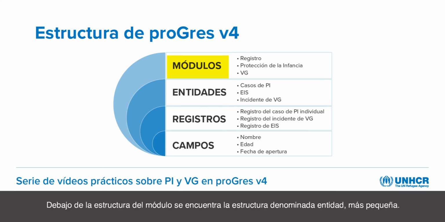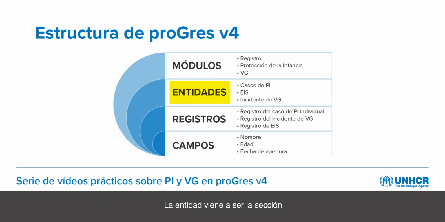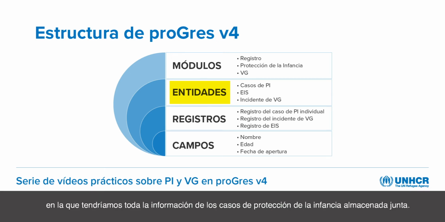Below the module structure is the smaller structure called an entity. The entity holds various types of information we collect for our work. So within a module, you will have various entities that divide up the information within that sector into its own containers. You'll have a specific section where you would find the child protection cases. The entity is like that section where you would have all of the child protection cases information stored together.